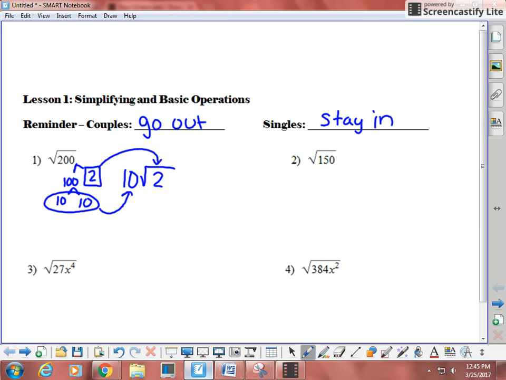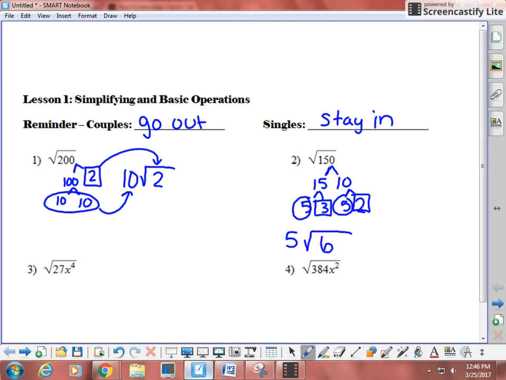Same thing with 150. I want to break that down into 15 and 10, 5 and 3, 5 and 2. So here's what I have. I have a couple of 5s, so they go outside. Inside, these are both single, so they multiply together to become 6, and my answer is 5 root 6.